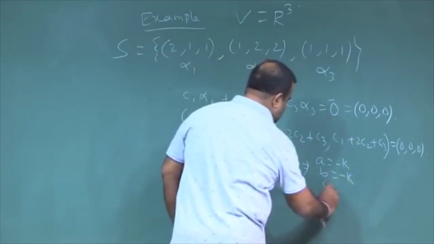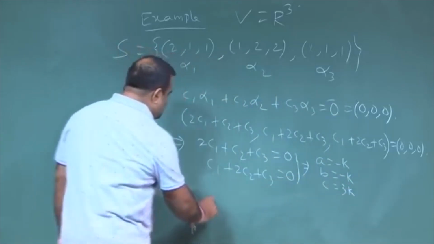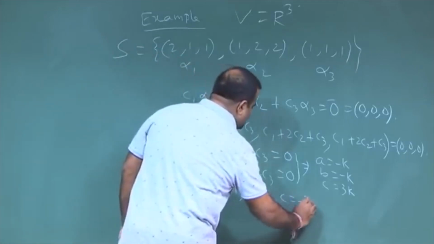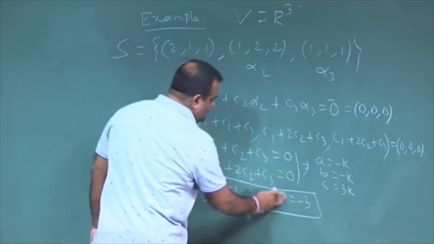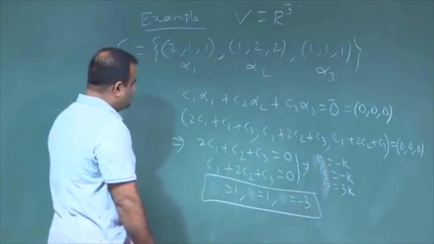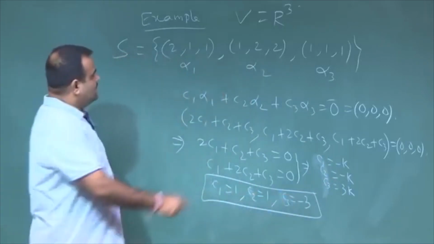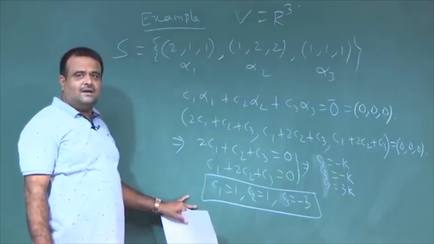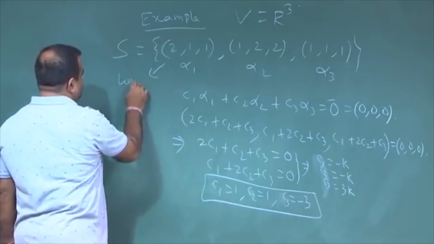This is the general solution. General means we can vary this k for any real number. So, that means we can choose A to be 1, B to be 1 and C to be minus 3. If we took C1 to be 1, C2 to be 1, C3 to be minus 3, then this linear combination is 0. So, we are getting a non-zero scalar for which the linear combination gives 0. So, that means this is a linearly dependent set of vectors.